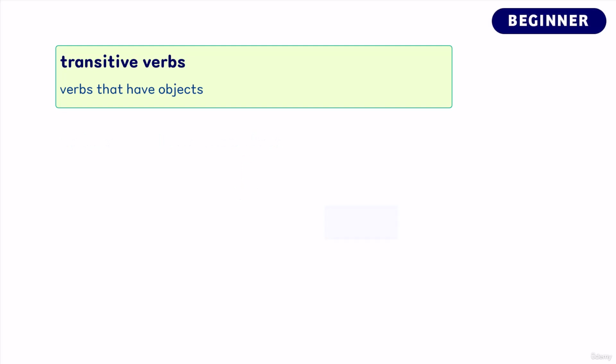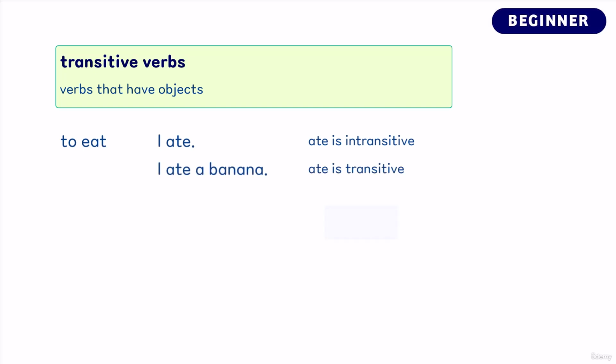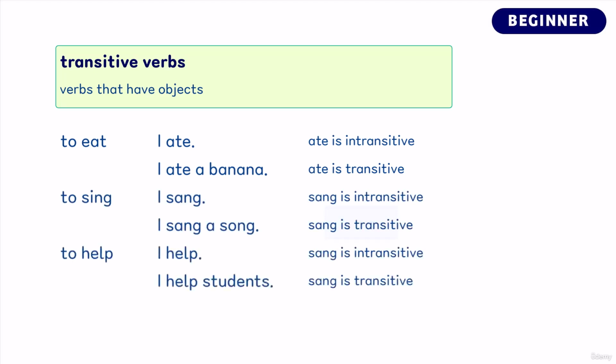However, many verbs can be both transitive and intransitive. So in some situations, I can just say I ate. But in other situations, I may need to say what I ate. So I need to say something like I ate a banana. So remember that many verbs can be both transitive and intransitive.